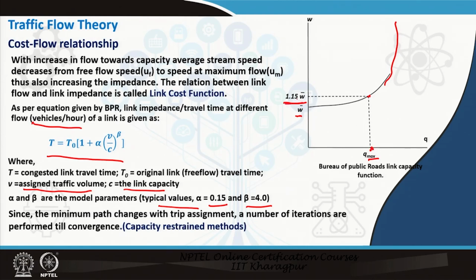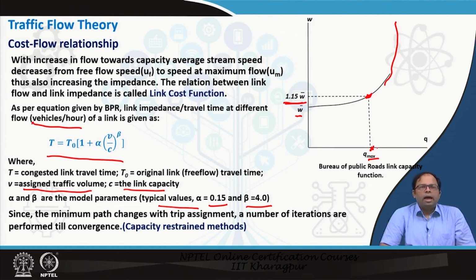So, that is how we are arriving at this, and at this point this is the speed, this is the travel time at maximum flow. Maximum flow is basically the maximum when capacity is achieved. Since the minimum path changes with trip assignment, a number of iterations are performed till convergence, and this could be called capacity restraint methods. We will discuss that in later lectures.